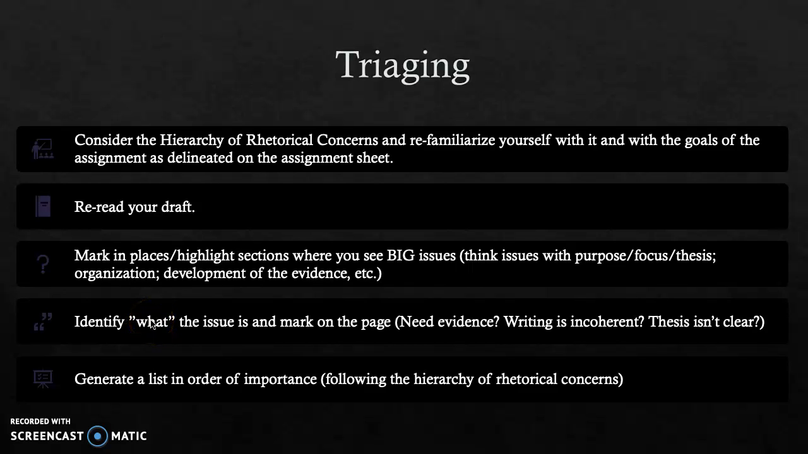So let's say you identify your thesis needs some help. What does it need help with? Oh, there's no audience in that thesis, or the thesis doesn't really help anticipate the organization of the paper, that sort of thing. So you want to identify, by thinking metacognitively about writing and the hierarchy of rhetorical concerns, what needs to happen with that piece. Does it need evidence? Is the writing incoherent? Is the thesis not clear? That sort of thing. Generate a list in order of importance, following the hierarchy of rhetorical concerns, that is a to-do list for that assignment.